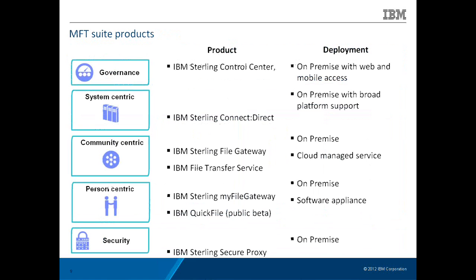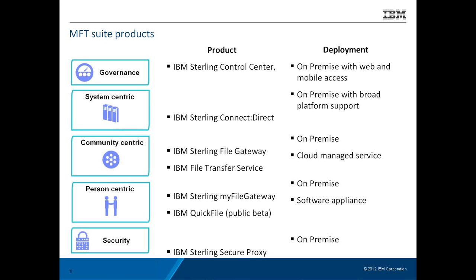What are the products that are part of the suite, delivering the governance, the various data movements and security? As I've shown here: Sterling Control Center, Sterling Connect Direct, Sterling File Gateway, File Transfer Service, which is a cloud managed services deployment option that is available, and IBM Sterling My File Gateway, which is part of the File Gateway portfolio as well, and Quick File.